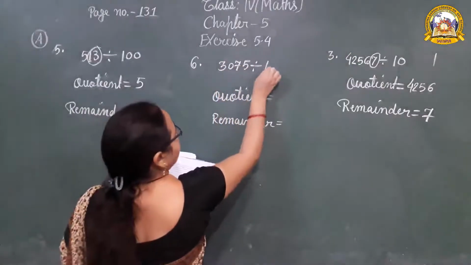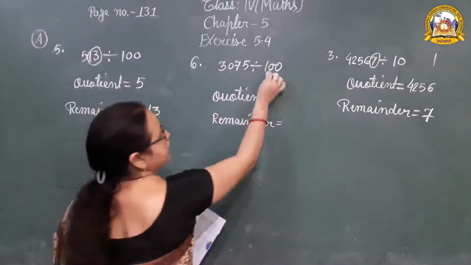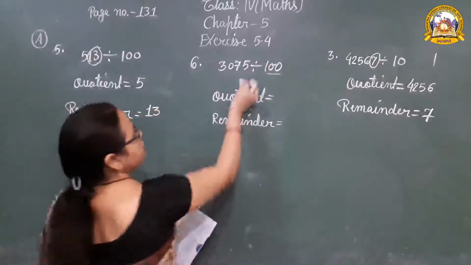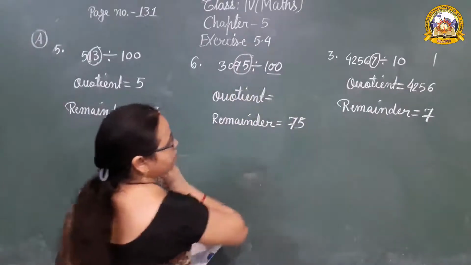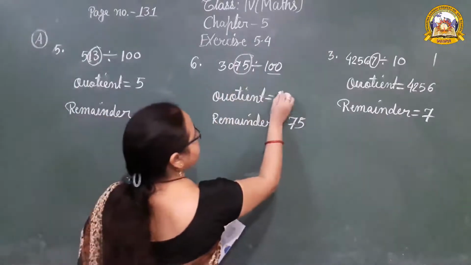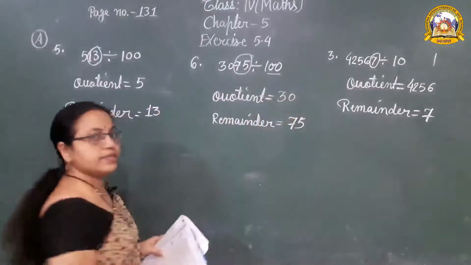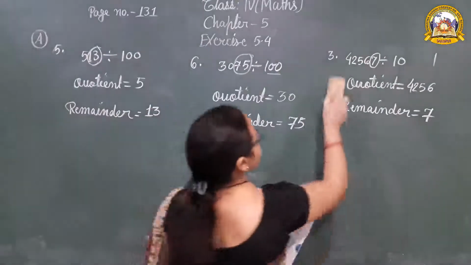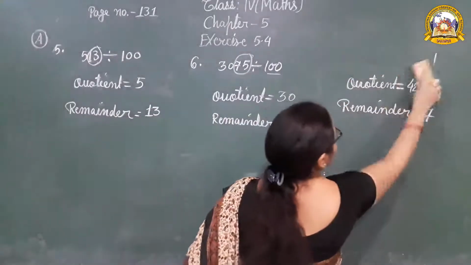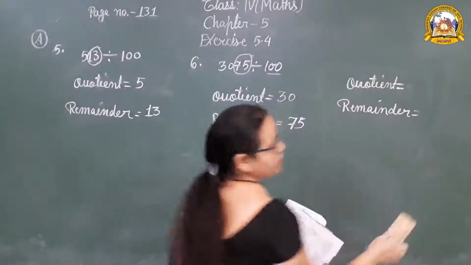3075 divided by 100. Once again 2 zeros in 100. So 75 is the remainder and all the other remaining digits are the quotient. Then question number 7.